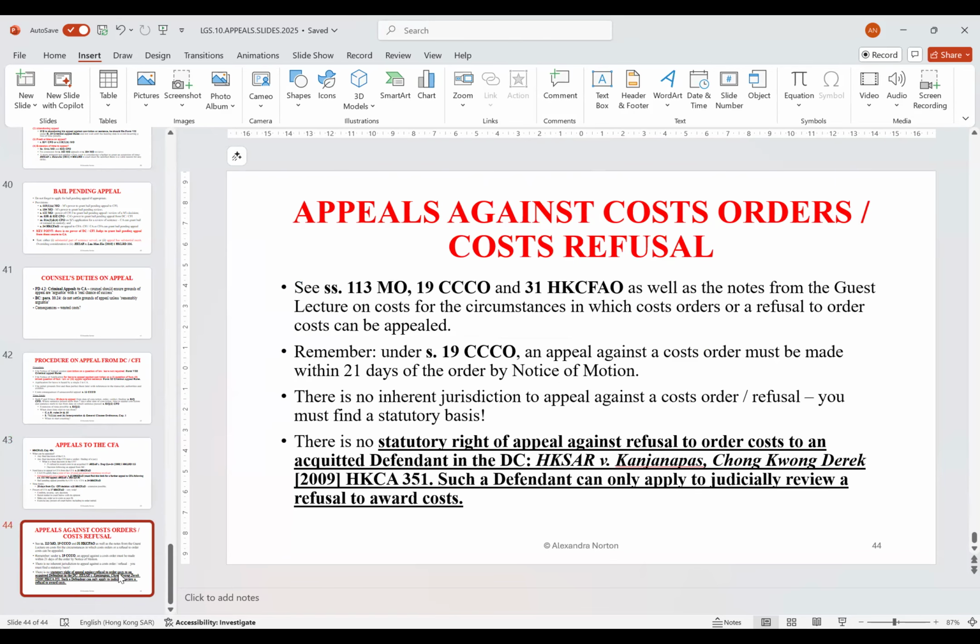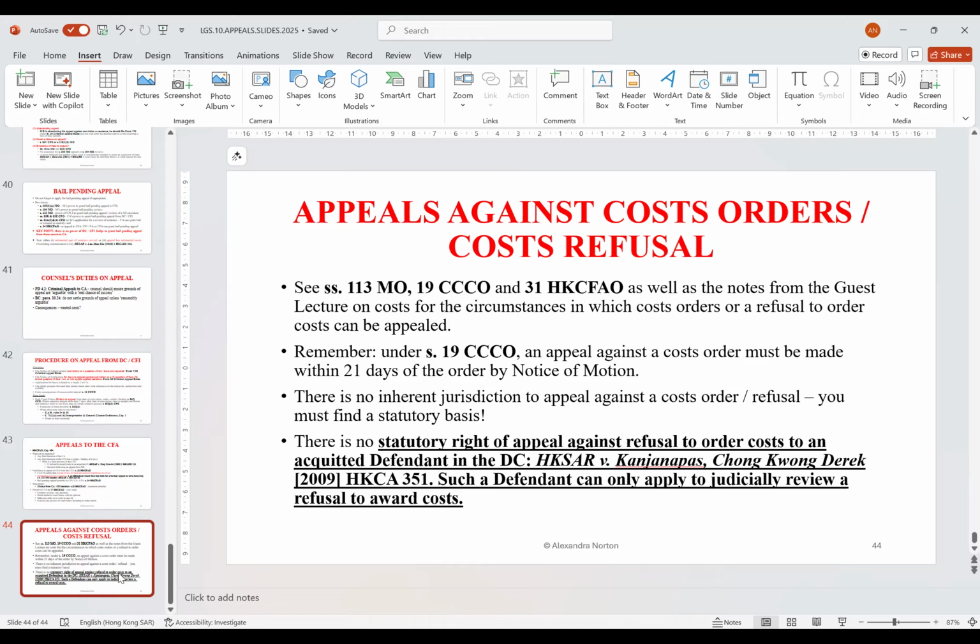And then David talked you through appealing against cost orders and cost refusals as well. Basically, you use the existing provisions of the Magistrates Ordinance as well as the Costs in Criminal Cases Ordinance to appeal cost orders and refusals. So under Section 19 of the CCCO, which you should read if you haven't already done it, read the entire ordinance, it's very short. You can appeal a cost order within 21 days of it by notice of motion, right?